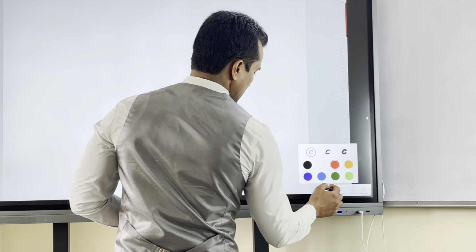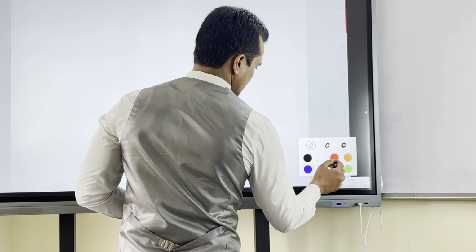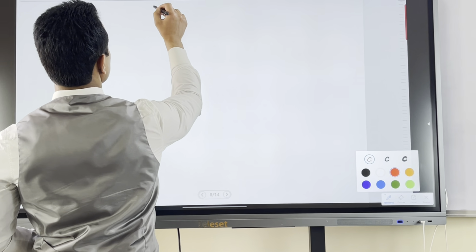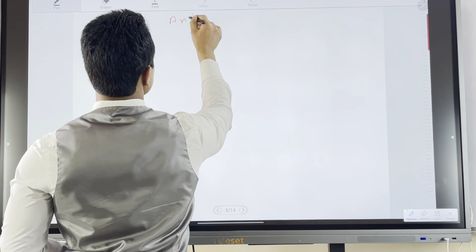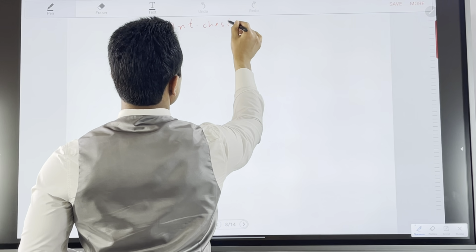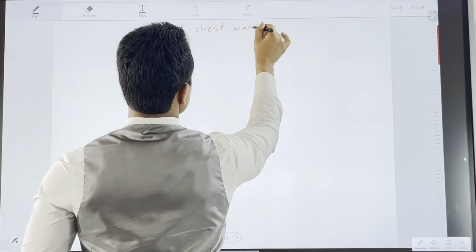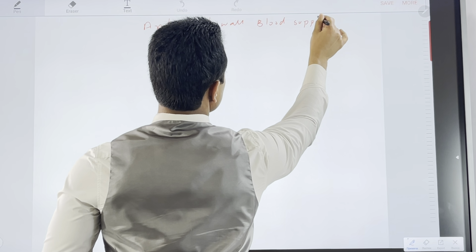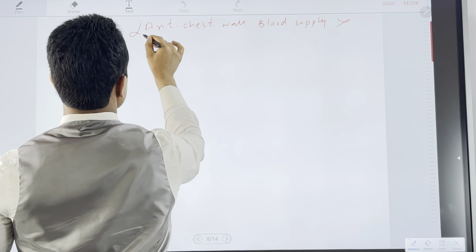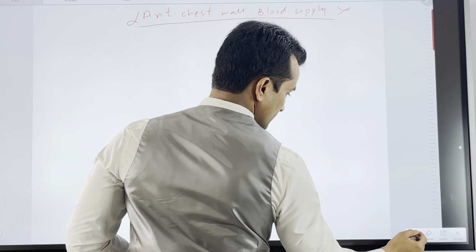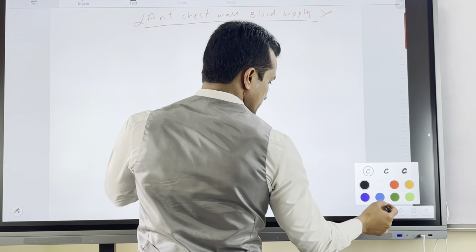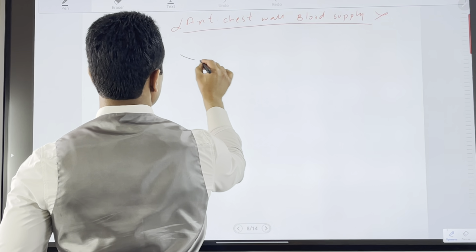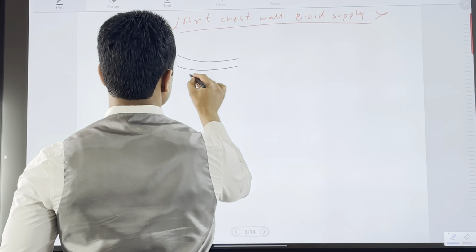First we will discuss the blood supply of the anterior chest wall. Anterior chest wall blood supply. In total we have 11 intercostal spaces. So let's draw, please, the 11 intercostal spaces.